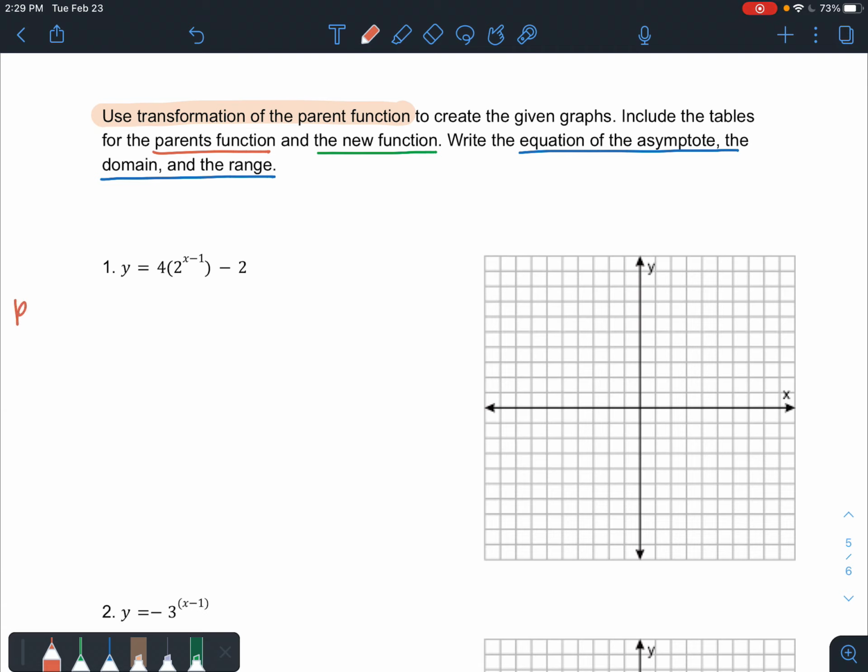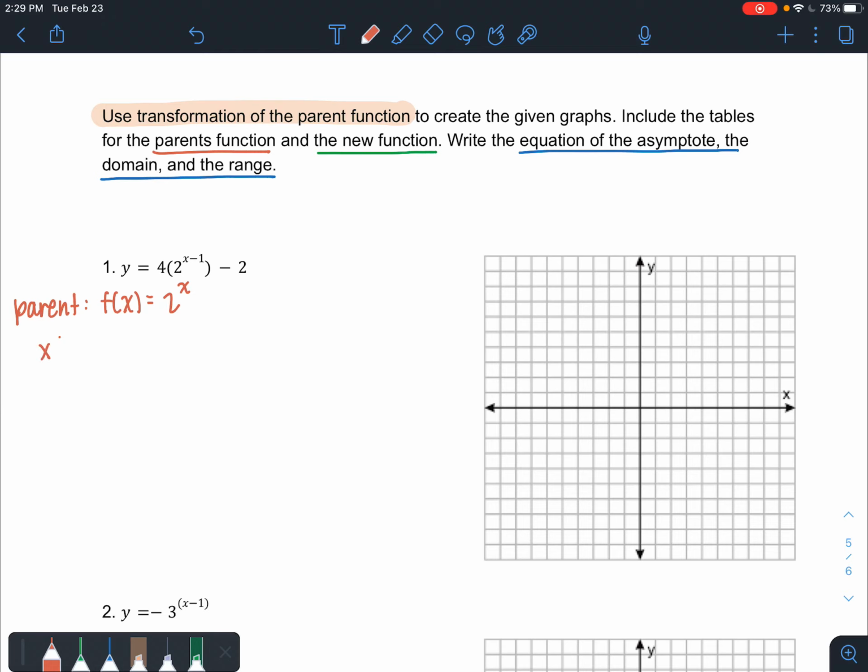So the parent function is going to be, we'll just call it f of x again, equals our base number 2 to the x. Don't get that 4 confused because it's actually our initial value, our multiplier, and this right here is our base.